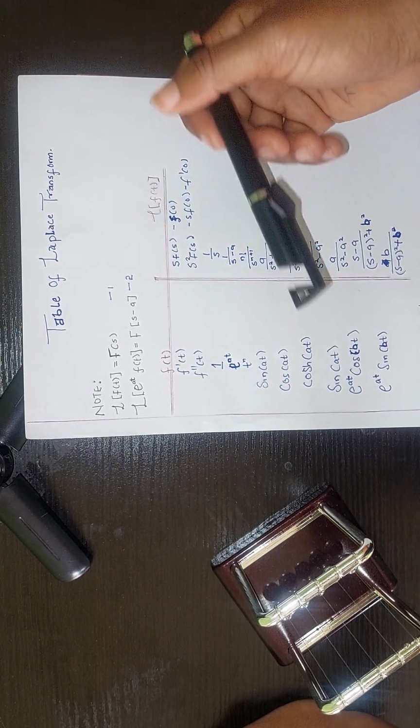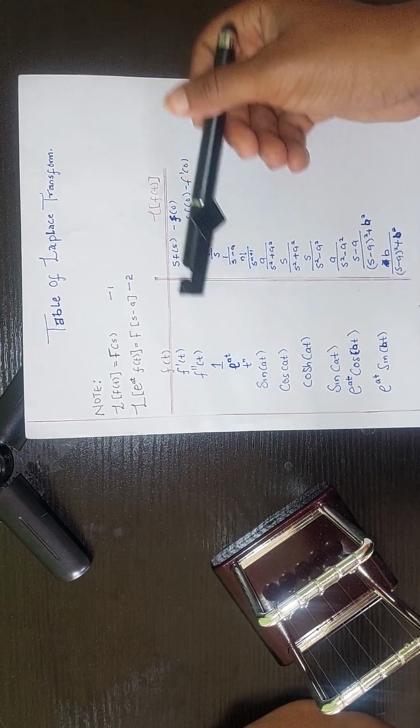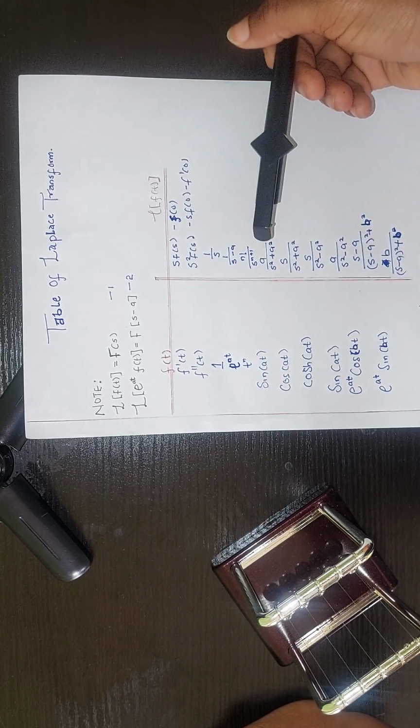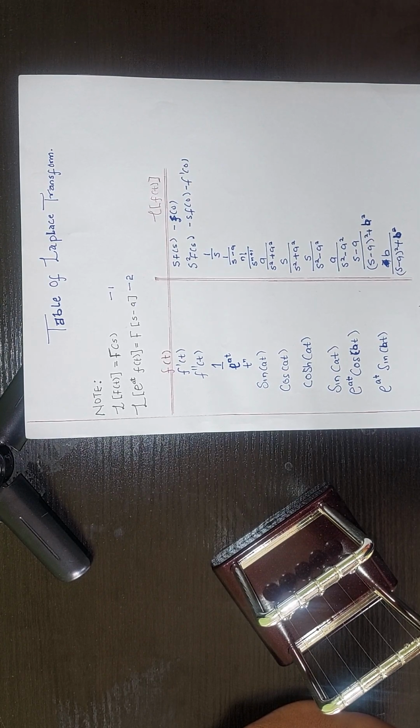Let me start with something simple. If you have f of t to be 1, then you're looking for Laplace of 1. Laplace of 1 will be 1 over s. In my next video I'll be explaining how you can get this because it has a proof.